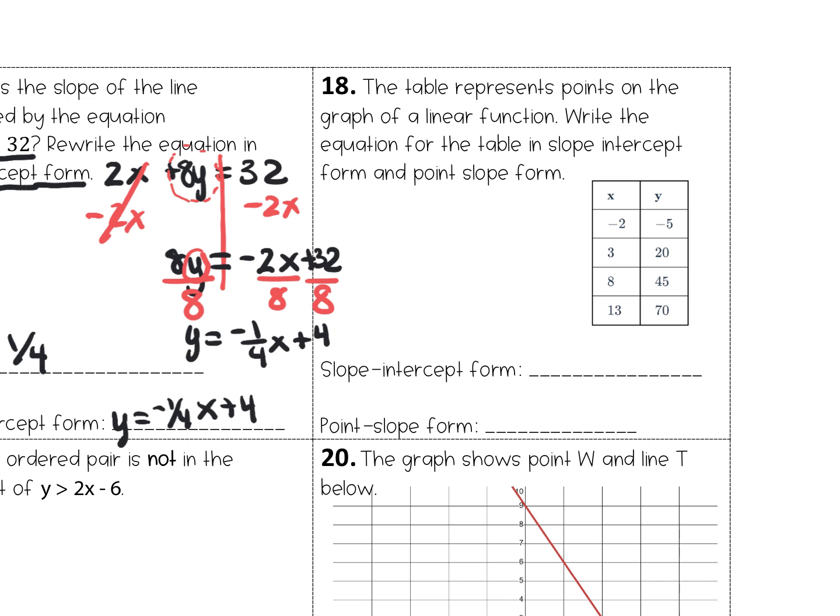18 says the table represents points on a linear function. Write the equation from the table in slope-intercept form and point-slope form. So let's do slope-intercept form first.